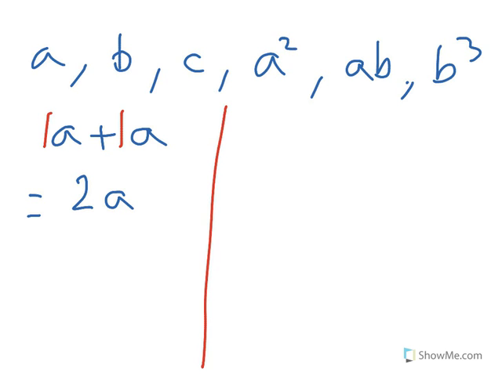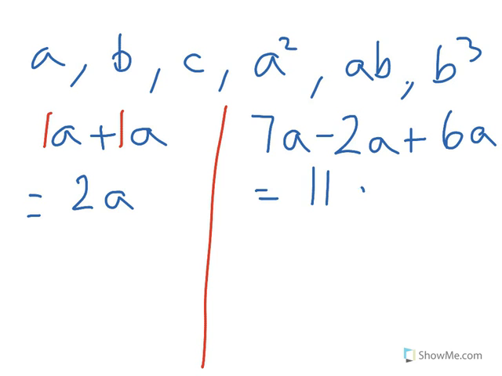Now, obviously, questions get more complex than that, so we could have 7A minus 2A plus 6A. So working this out, if you do the 7A minus 2A first, you get 5A, and then plus 6A, you would get 11A. Now notice that nothing happens to this A here. It doesn't become A squared or A cubed. If you're adding A's together or subtracting A's, the A's stay as A's.